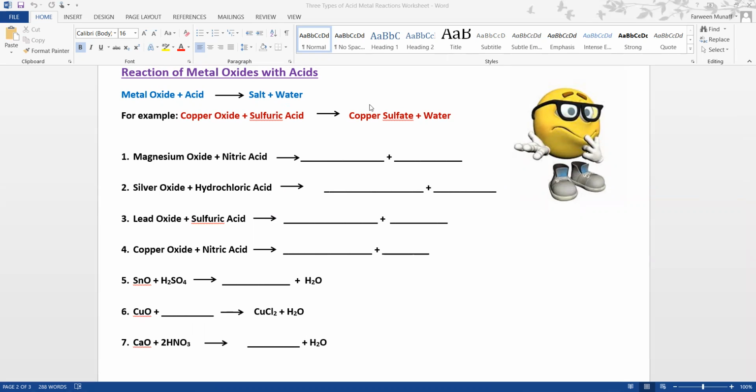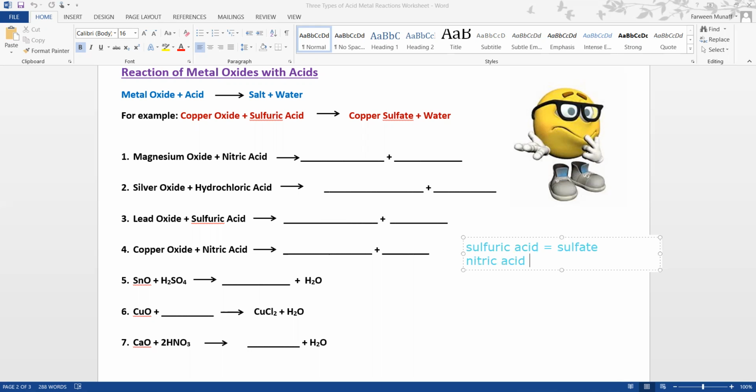Let's look at the first example here. It tells us copper oxide, copper being a metal, oxide being an anion. Then sulfuric acid is our acid involved, and then copper sulfate is the metal salt that's formed, and then water. So water is the constant. Just because we don't have it on this slide, let me quickly write it up again so we can refer back to it. Again, just the same idea: sulfuric acid gives us sulfate.